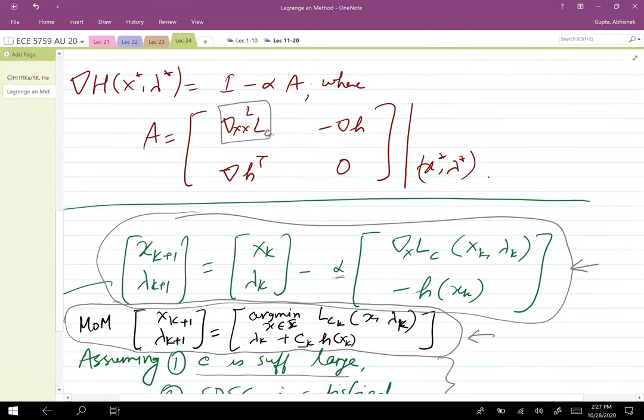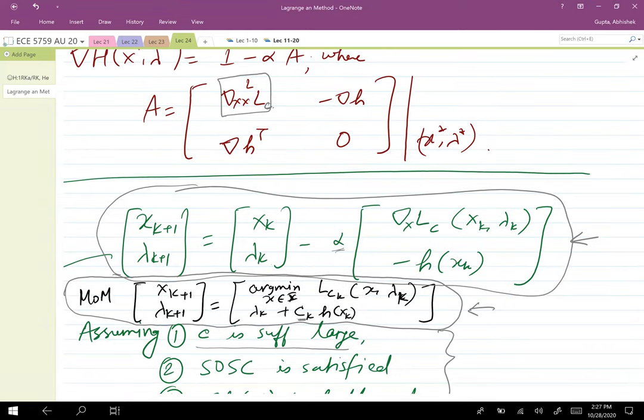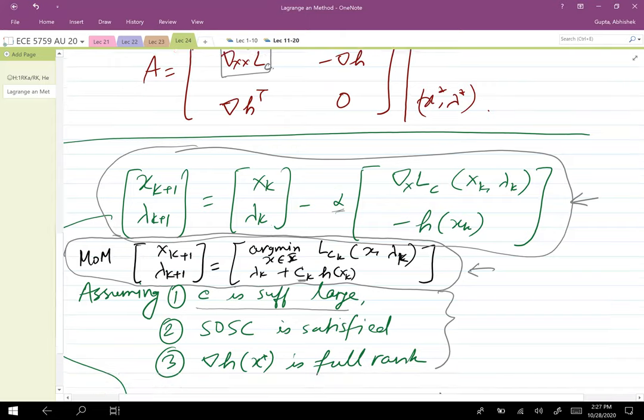Okay. Yeah. I just want to check once that I have, yeah, I think I have minus B transpose here. Yeah. Any other question?